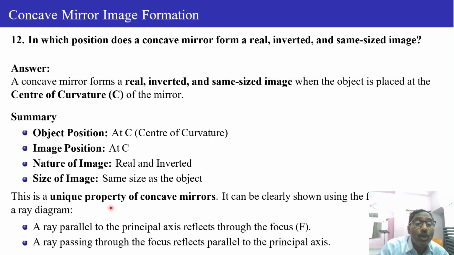This is a unique property of concave mirrors. What is the unique property of concave mirrors? It can be clearly shown using ray diagram. A ray parallel to the principal axis reflects through the focus. A ray passing through the focus reflects parallel to the principal axis. So in which position does a concave mirror form real inverted and same sized image? At the center of curvature.